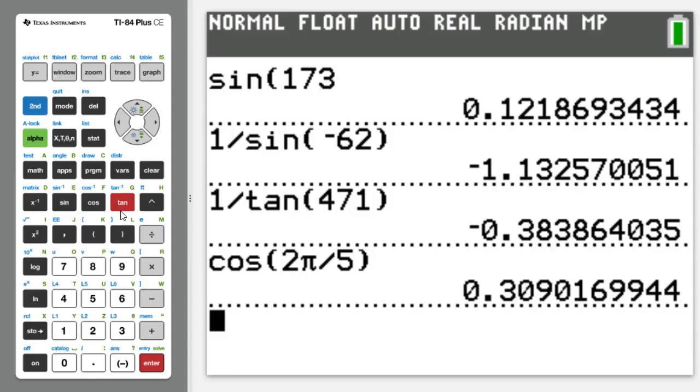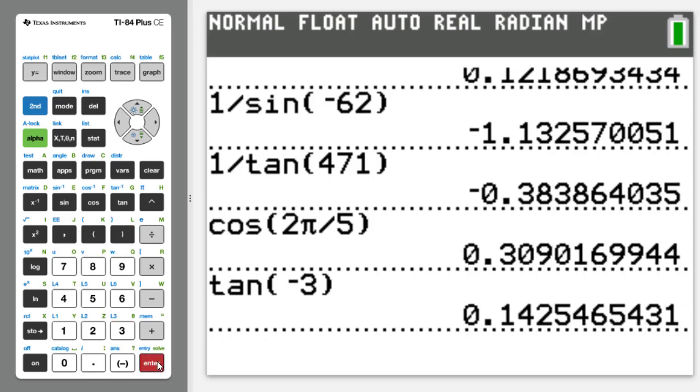Okay, the next one, tangent of negative 3. Again, kind of a common misconception here is you don't have to have pi in order to be radians. It could just be a whole number like this one, or at least an integer, I guess, because it has a negative sign. But tangent of negative 3 would give us that value, so 0.1425.